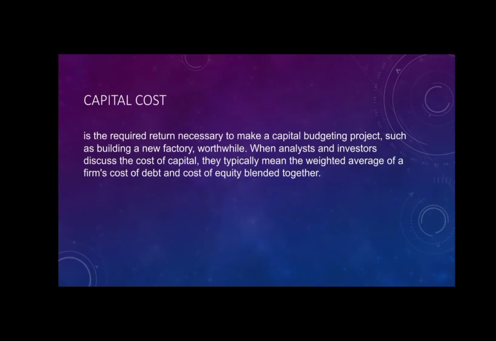Examples of operating costs are insurance, legal fees, office supplies, rent, maintenance supplies, salary and wages other than direct labor for production employees. Capital cost is the required return necessary to make a capital budgeting project, such as building a new factory, worthwhile. When analysts and investors discuss the cost of capital, they typically mean the weighted average of a firm's cost of debt and cost of equity blended together.